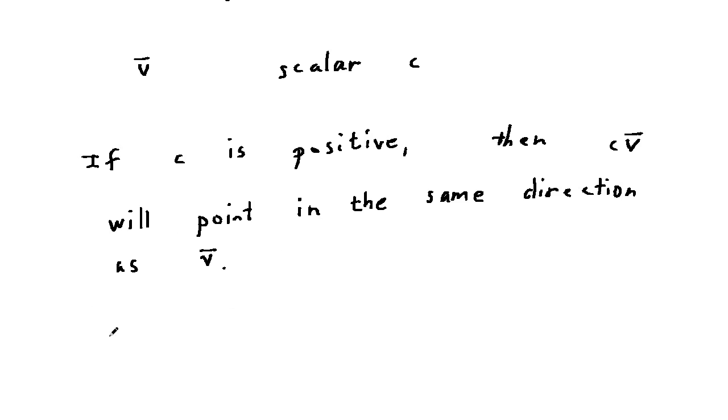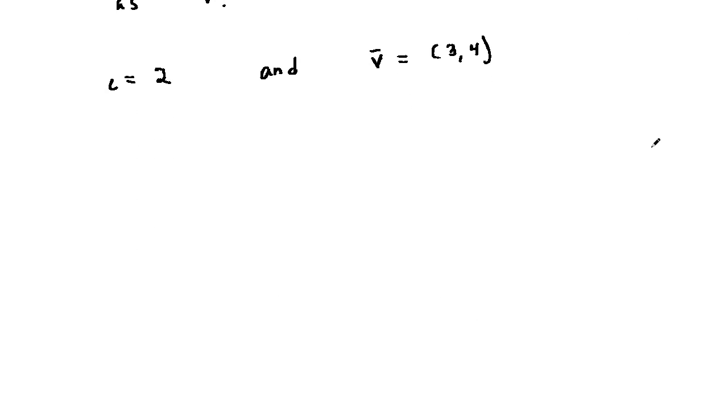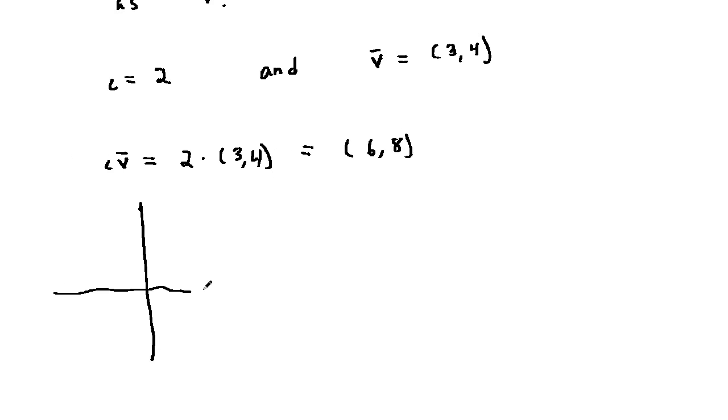So for example, let's say c equals 2 and v equals 3, 4. Then we get c times v, and that's 2 times the vector 3, 4. Multiply that out, that's 6, 8. Now if I graph this, I'm going to get 1, 2, 3, 4, 5, 6, 1, 2, 3, 4, 5, 6, 7, 8. That vector right there.